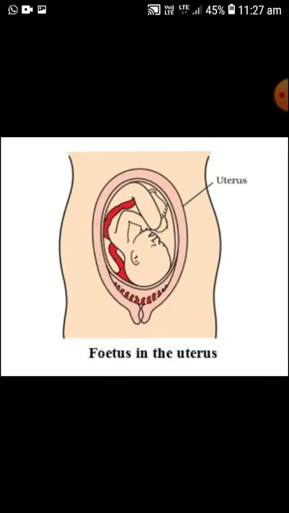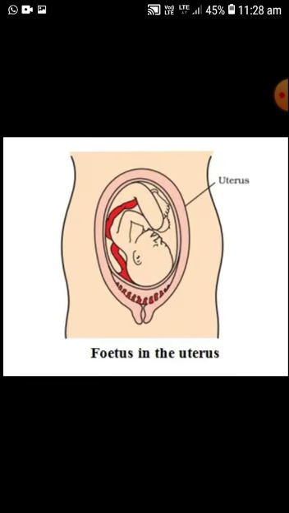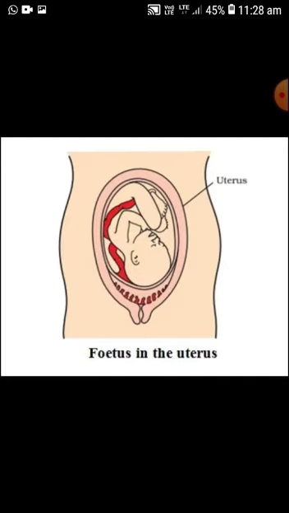As we see in this figure, the fetus is in the mother's womb, in the uterus. The fetus is completely developed with its body organs, and when the 9th month is completed and the baby reaches maturity, then with labor pain the mother gives birth to the baby and the new baby is born.